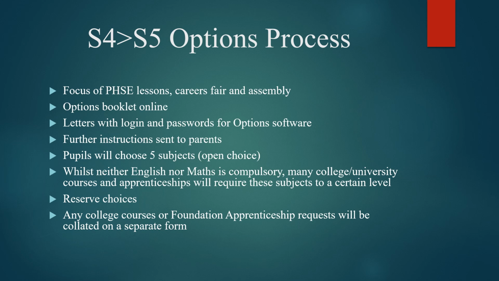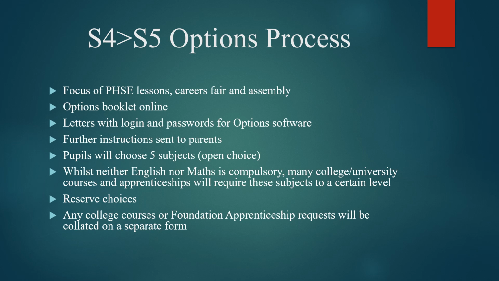So fairly soon you'll be getting letters with login and passwords for the options software, and also there will be further instructions about exactly how you make your choices. It is very simple and straightforward, but that will all be winging its way to you fairly soon. So pupils in S4 will need to further specialise their subjects from the 7 they've got now down to 5 next year. Now, it will be an open choice at this stage.